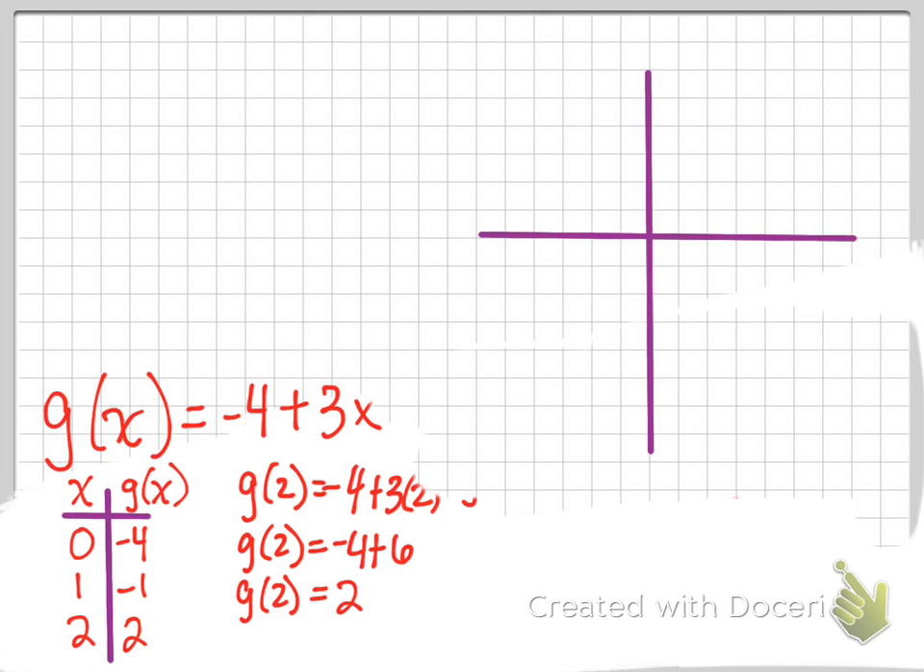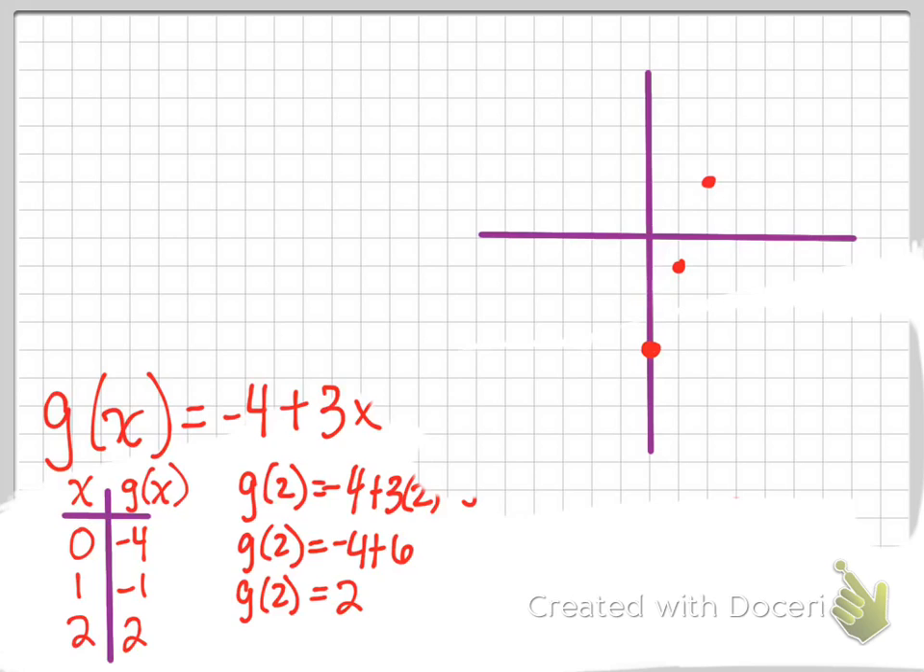All right. Where is the point 0, -4? Start from the origin. 0, then go down to -4. Right 1 and then up 3 would get us to 1, -1. Right 2 and up 2 would get us to the point 2, 2.